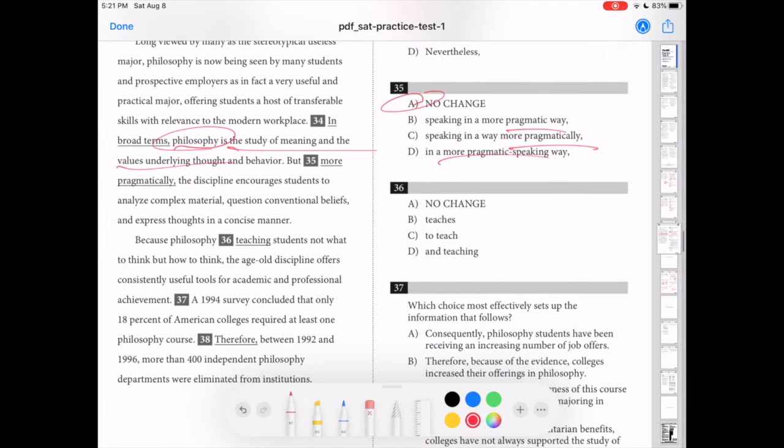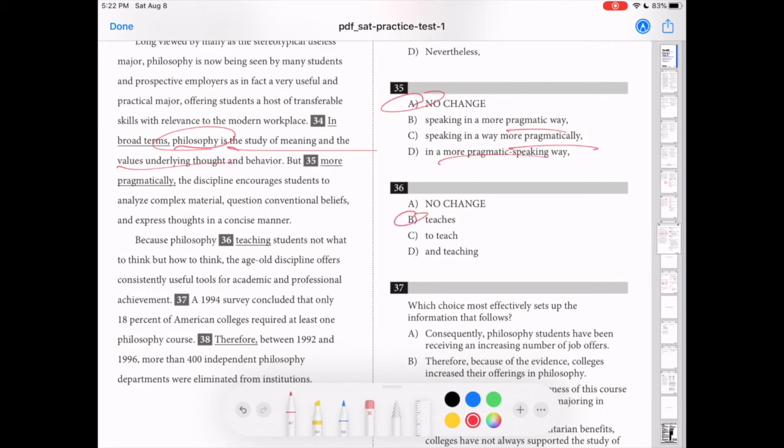36 is verb choice. Simple grammar question about conjugations. Identify the subject, which happens to be philosophy. It's a singular noun. So it has to be teach with an s at the end. Teaches, like she teaches. Philosophy teaches, same thing. All the other choices are just wrong with the verb and subject. So, verb-subject agreement. That makes B the correct answer.